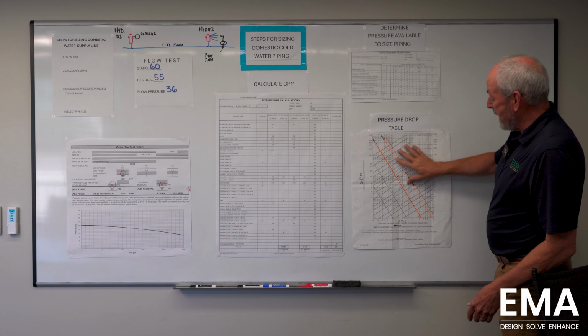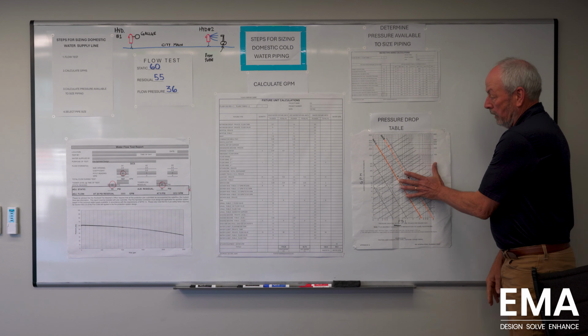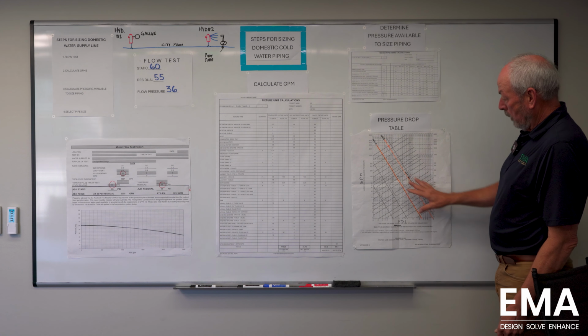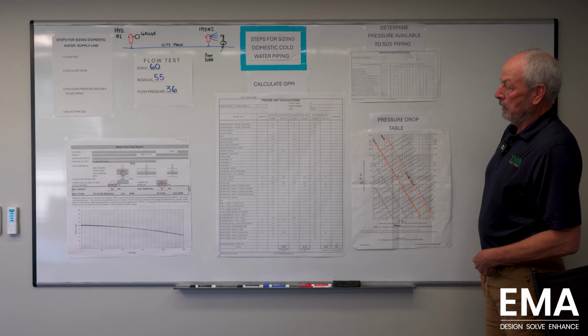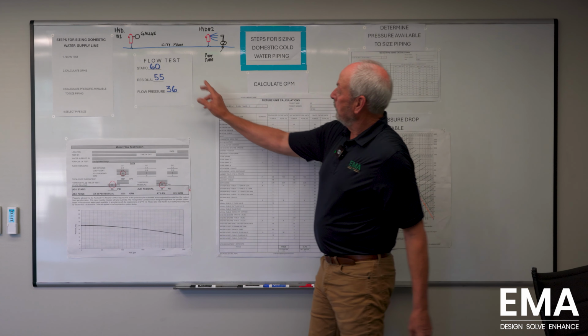And then this is our sizing table that's in the International Plumbing Code. We'll go over this in a little more detail once we get back to it. So let's start back over here at the top.